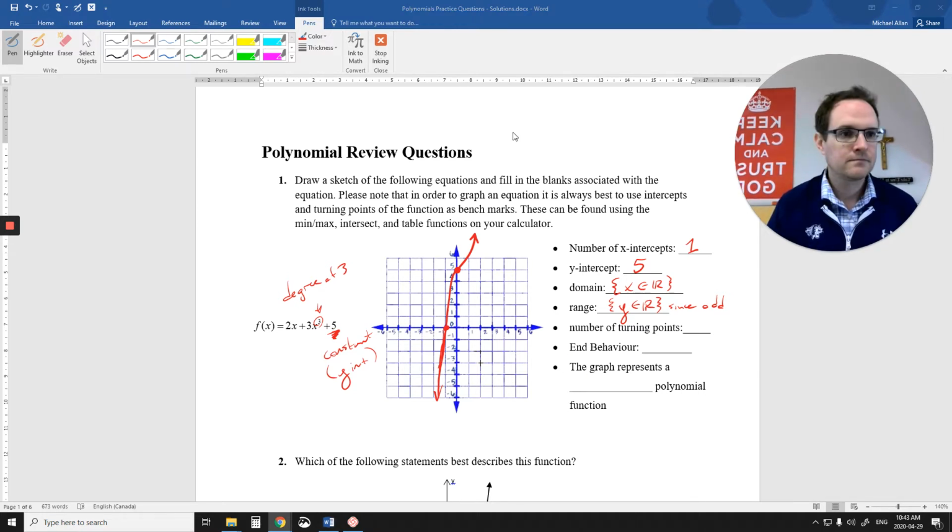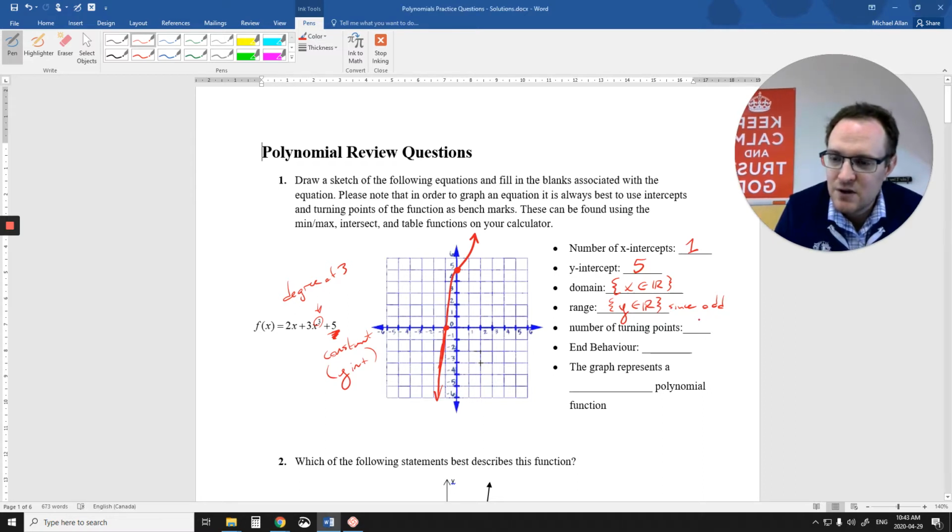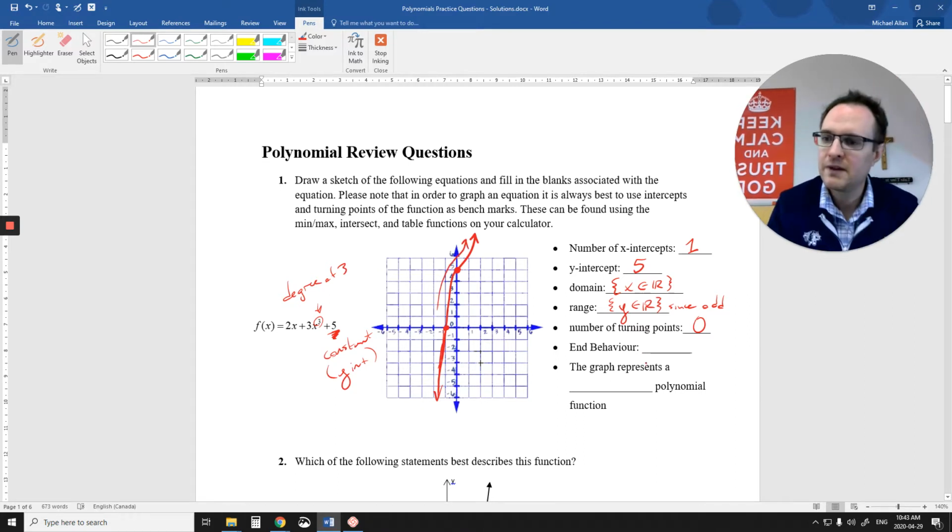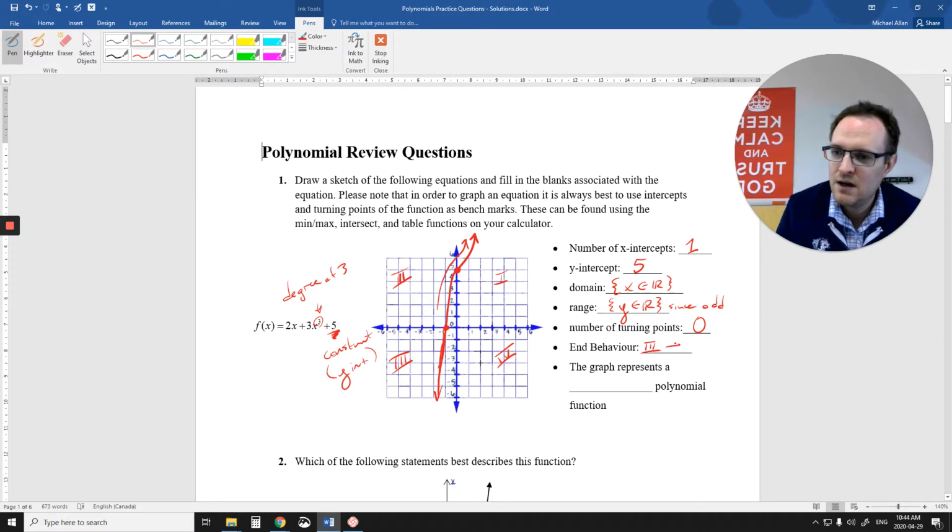What do we have here? Number of turning points. There are 0 turning points to this one. Notice that this graph is continually going upwards. It never actually goes back down. End behaviors: remember, this is where does it start? Quadrant 1, quadrant 2, quadrant 3, and quadrant 4. This one starts in quadrant 3 and ends in quadrant 1. There you go.